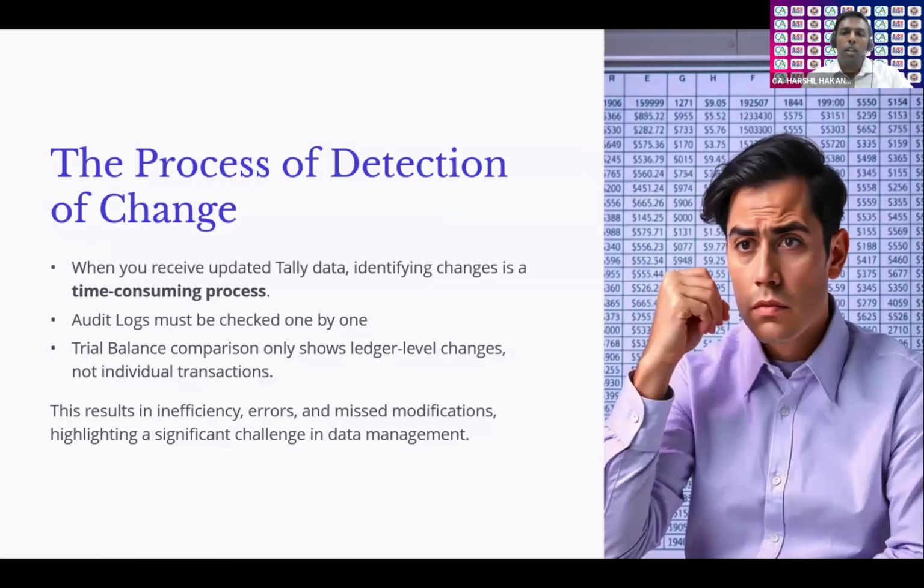In Tally, we usually detect such changes manually. We manually check each edit log and compare the trial balance to find out the changes. But that is slow and inefficient. Here is where AI can help us. We can use AI to create a TDL and get this task done.